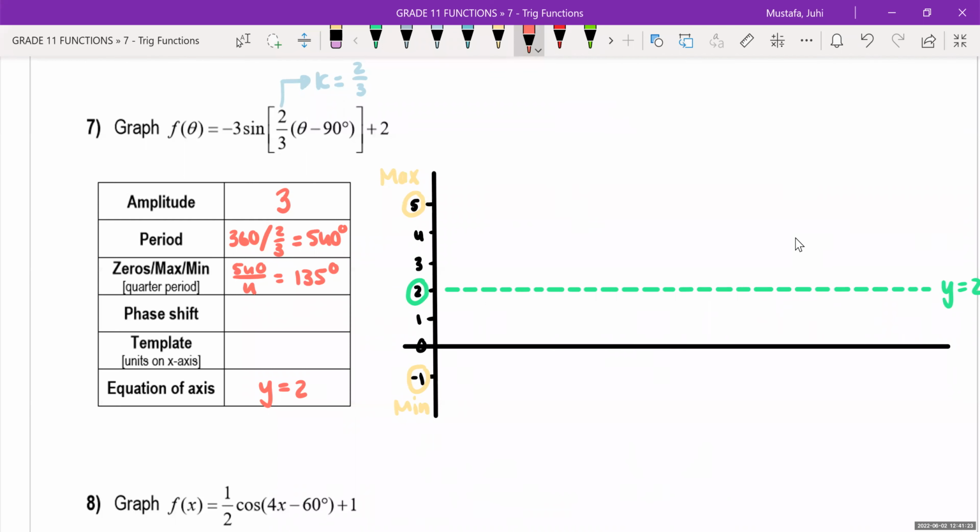So a little bit awkward. Our phase shift is going to be 90 degrees to the right. And finally, we have a question where we actually have to figure out a proper template because the numbers are not that nice.